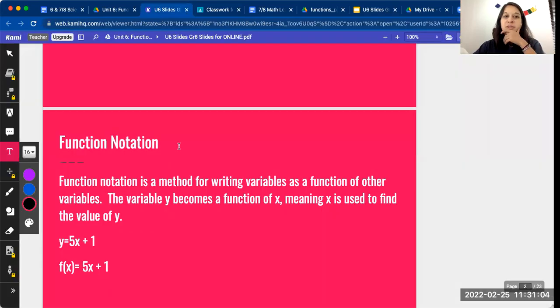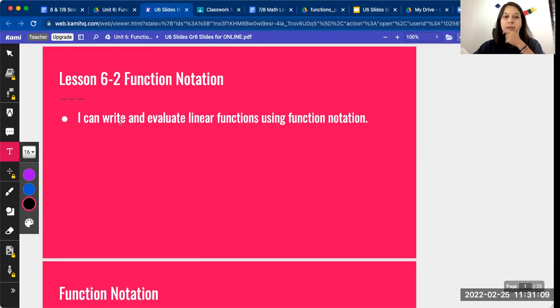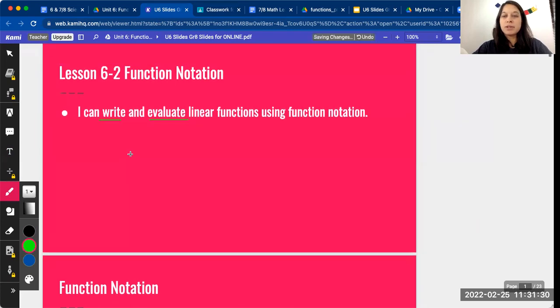So we are going to be working through 6.2. You're going to need your notebooks out, and you need to write function notation. We know what a function is. Notation just means a special way to write it. So you're going to learn a special mathematical way for writing out functions. We're going to write them like the learning target says, and then we're also going to evaluate them. And remember, evaluate means solve. If you need to pause and write that, go ahead.